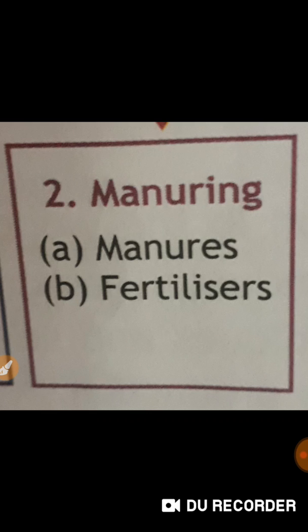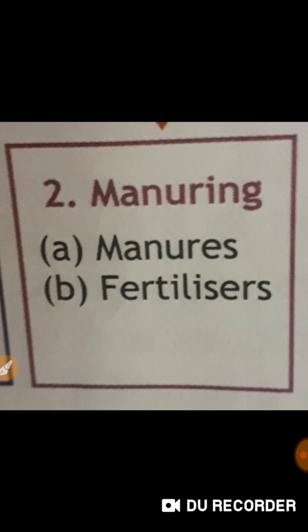This is the first page of your textbook, crop production and management. And today we are going through the topic fertilizers. Our yesterday's topic was manures. Our today's topic is fertilizers. Fertilizers are chemicals that contain nutrients for plant growth.